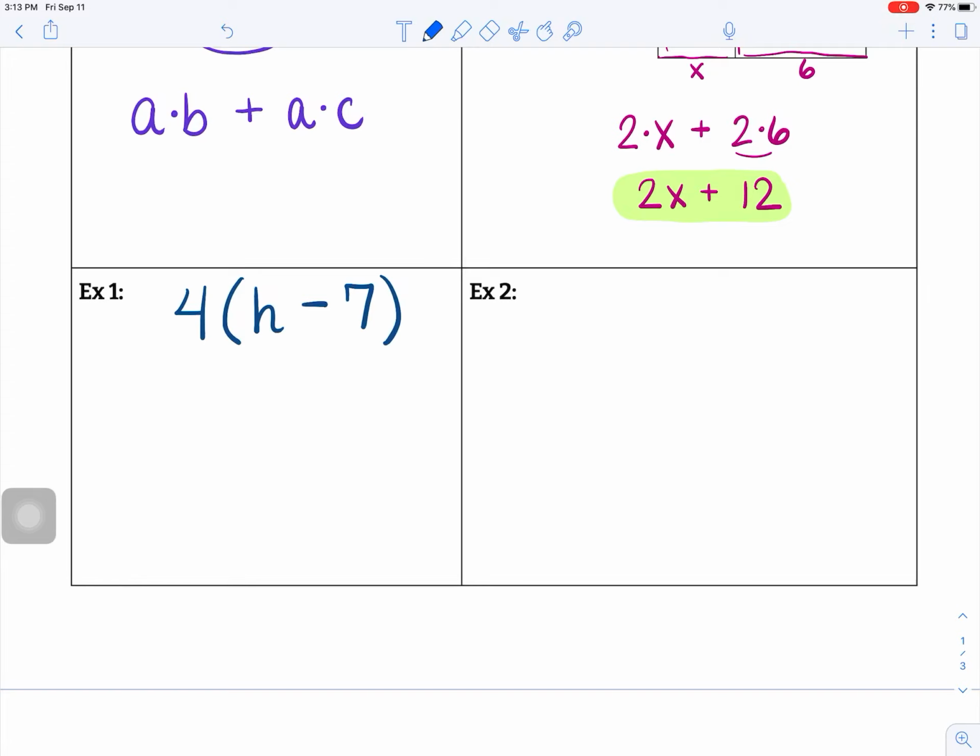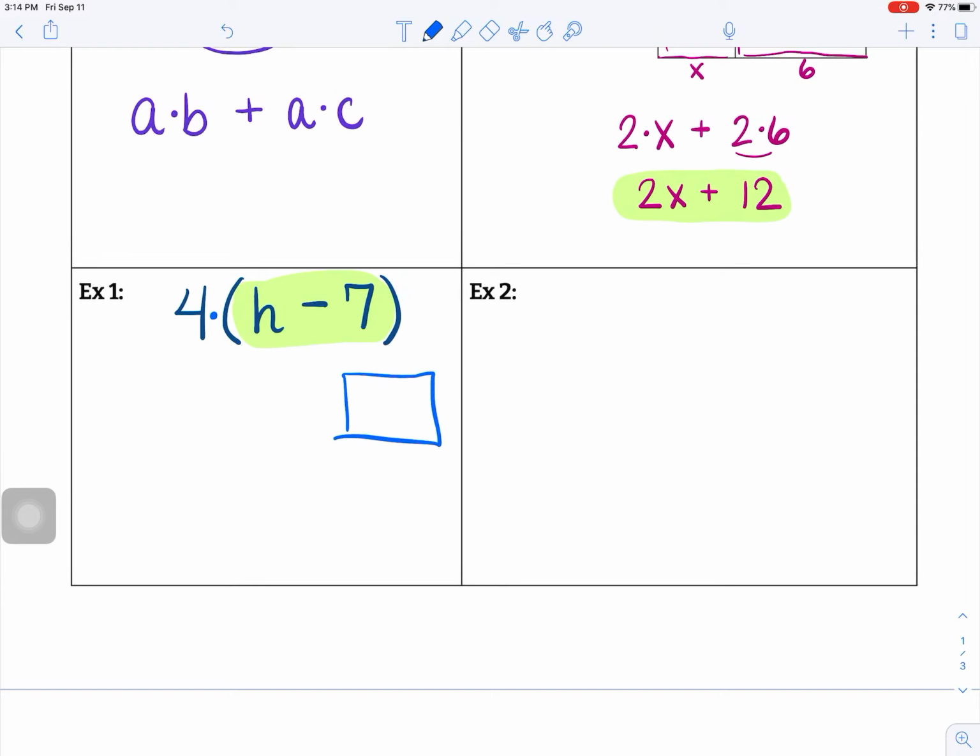Okay, so I know that this problem is going to be using the distributive property because I've got something sitting outside of parentheses that's being multiplied. And when I look inside the parentheses, I've got more than just one thing, right? I don't just have 4 parentheses h, because that would just mean 4 times h. Here, the 4 is being multiplied by 2 different things, an h and that minus 7.